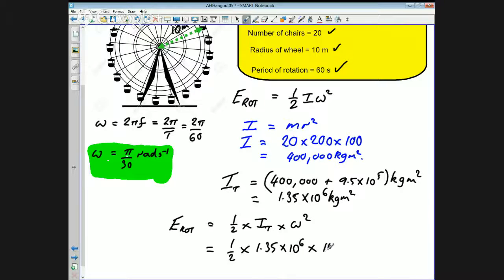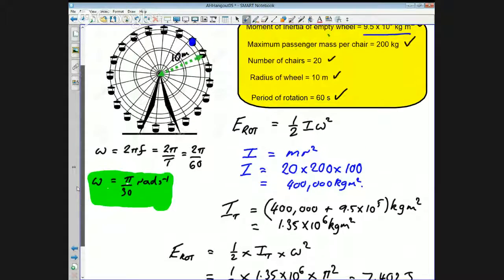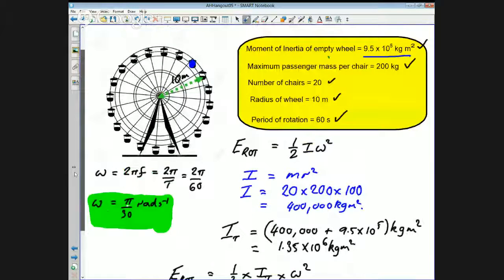I'm just going to say pi squared divided by 3^9,900. And if you take your time and do the calculation, you should have about 7,402 joules. So that's the rotation energy of that Ferris wheel, which is quite an accurate figure of it. So good question to do. What are the pitfalls for it?